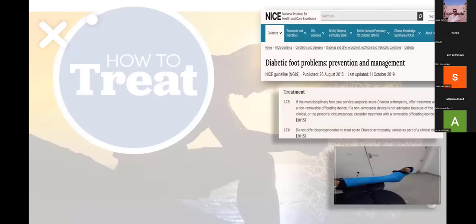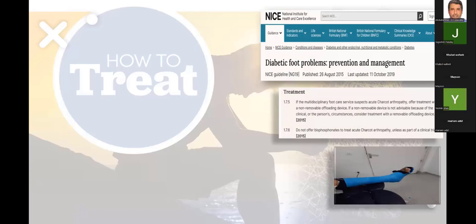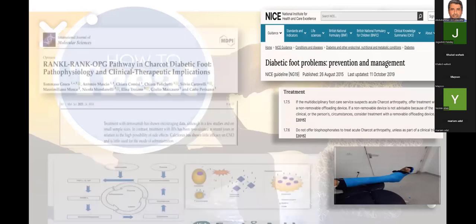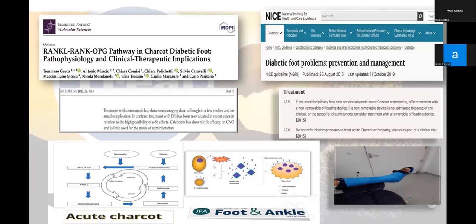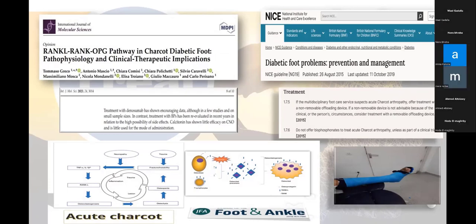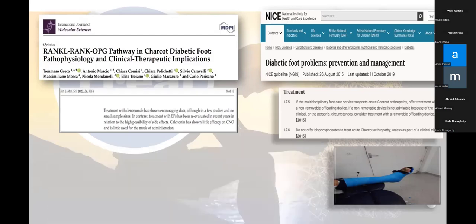Actually, we have recommended that our patient be treated according to the published guidelines. So our patient should have total contact cast. Others can talk about the pathway, which can be used as a model for treatment, blocking the RANKL pathway using especially denosumab or Prolia. Many studies have shown some effect, but it's still not recommended. However, bisphosphonate showed no major effect in the pathophysiology or the treatment. And all of these treatments can be used only during the acute stage of Charcot, not recommended in the chronic stage of Charcot.